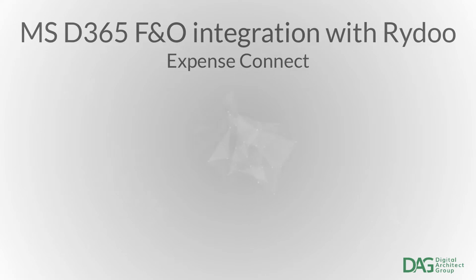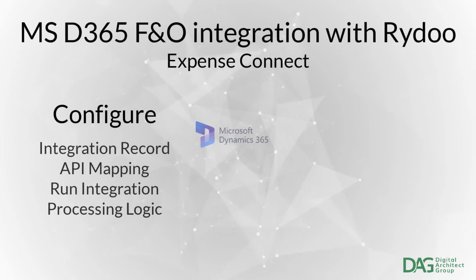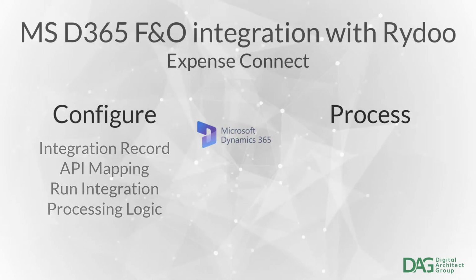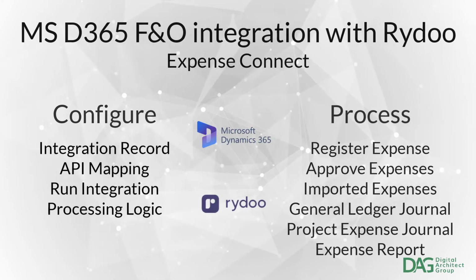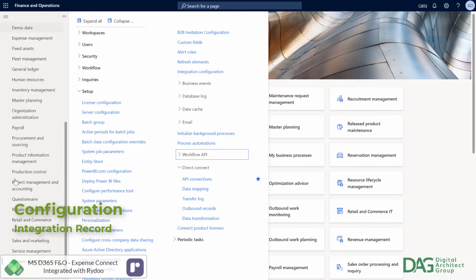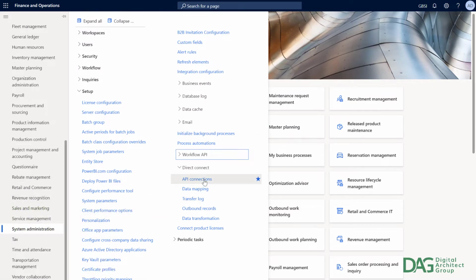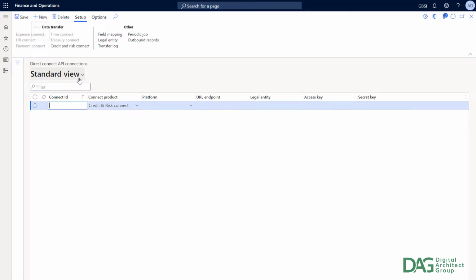In this video, we will demonstrate how to configure the Expense Connect add-on for Microsoft D365 and how to process transactions from external expense applications. Once the connector has been installed in your environment, you can access the API connection area. Create a new integration record. Select the Connect product Expense Connect, then the platform you are connecting to, and insert the connection tokens provided by the expense application.